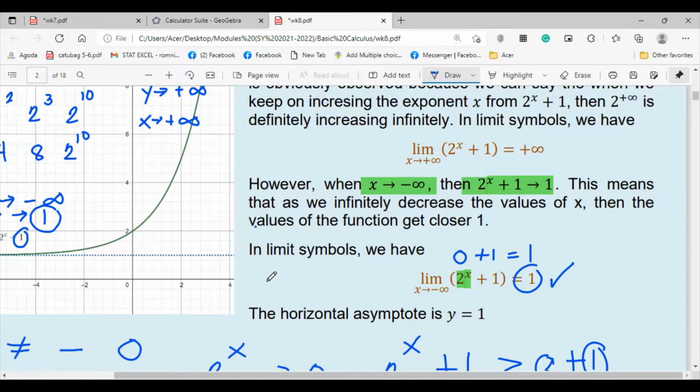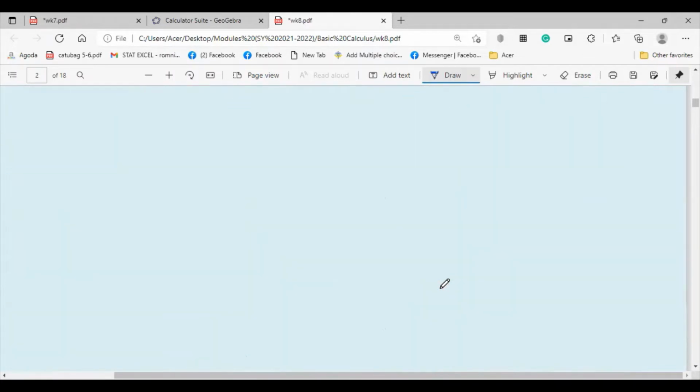Kaya nga, don't ever assume that 2 raised to negative 1 million is 0. That is not 0, class. That is approximately 0. Not 0. So in the limit rule, dahil nga halos 0 yan, at nilalapitan niya ang 0, pwede mong i-assume that that's 0 in the limit process because it approaches 0. So 0 plus 1 is 1. So 1 is the number being approached by 2 raised to x plus 1 as x keeps on decreasing infinitely.